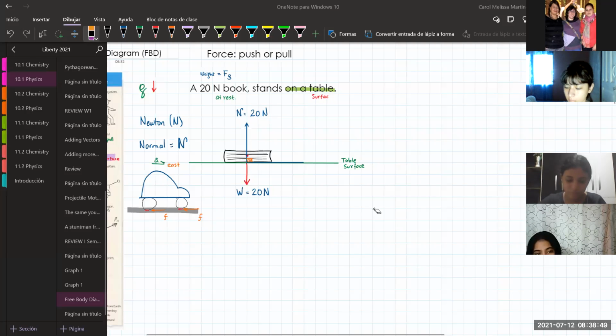So this is about a book, a 20 Newton book that is standing on a table. Okay, it's just a book, nothing more. But the problem is getting information, valuable information. For example, it tells me that the book is 20 Newton. When it says that, it means that it's about the weight. The book's weight is equal to 20 Newton.